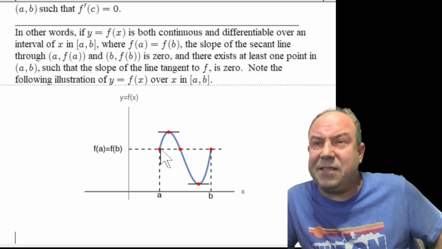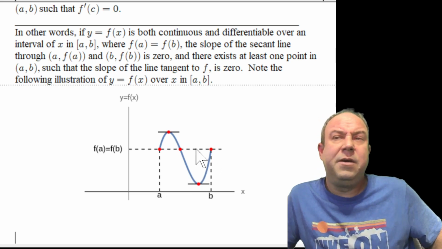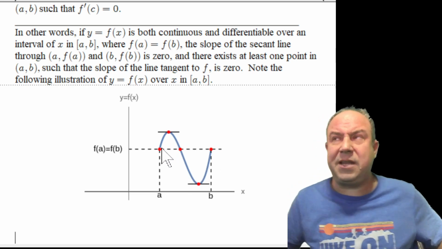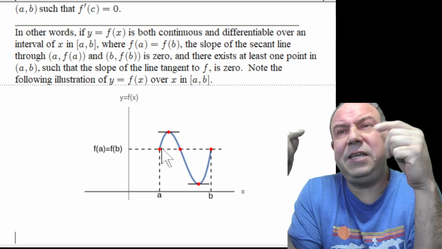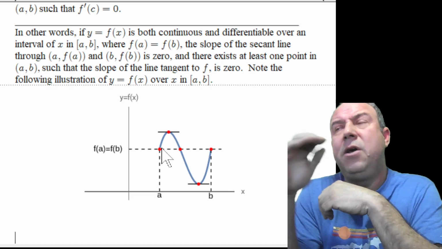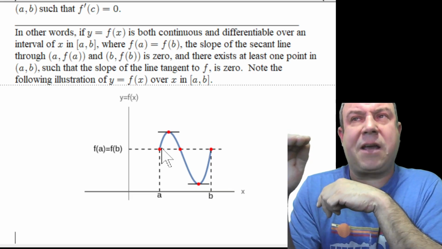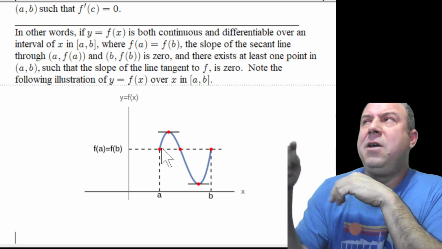It guarantees us that if I have a continuous and differentiable line connecting these two endpoints that have the same dependent values, then there's going to be at least one location on that curve that connects those two endpoints where the slope of the line tangent to that curve is equal to 0, is equal to the slope of that secant line, which is also 0.